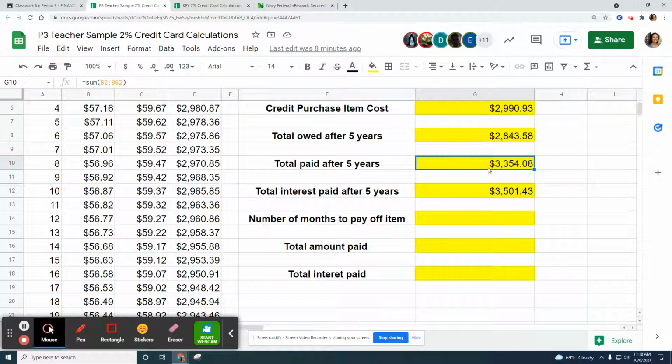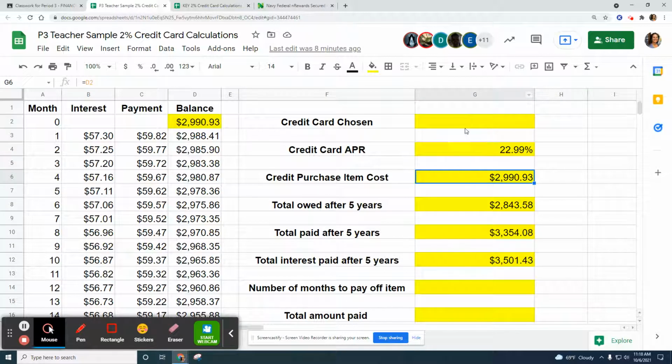Hey, Miguel, I'm going to click on this too. Hey, checking in with a few of you. Double check with me. Do you have your rate typed in? It might say 22.99. Later you can change it, that's up to you. Do you have the purchase item cost as equals D2? So it should match the D2 box.